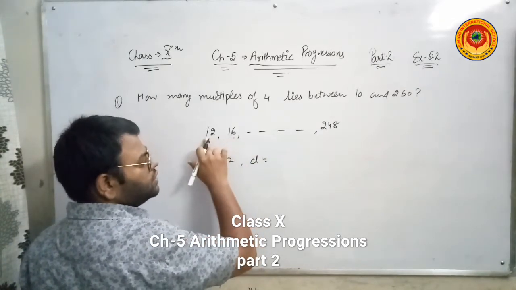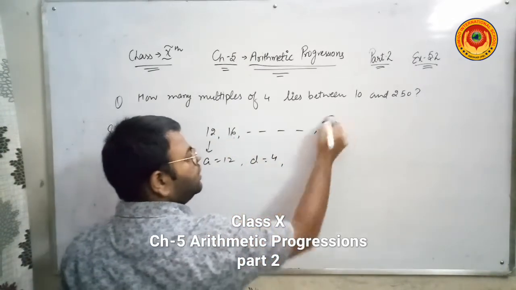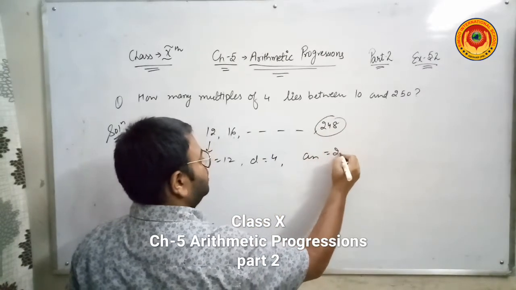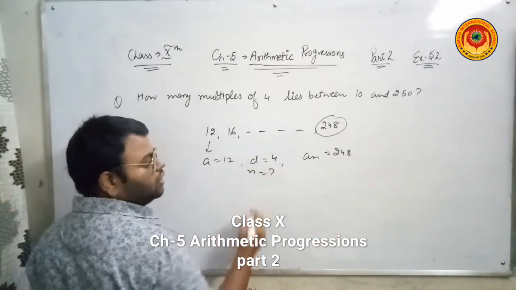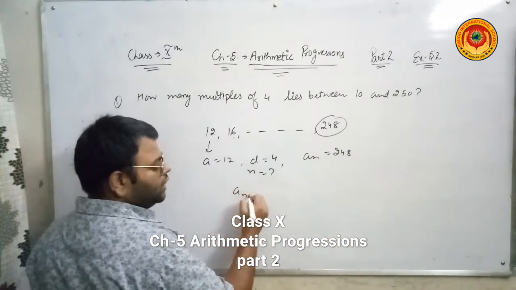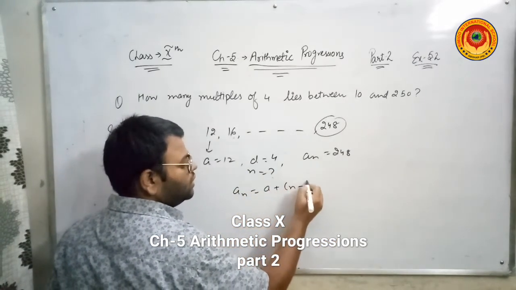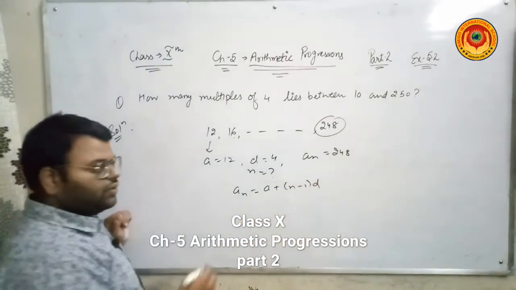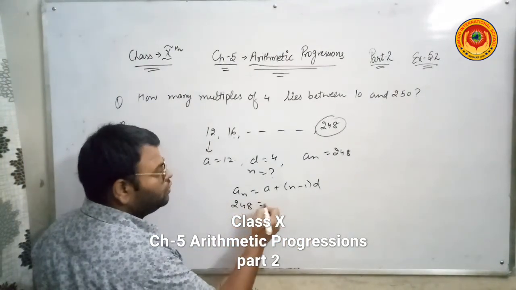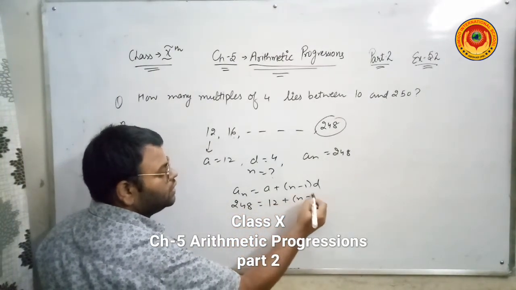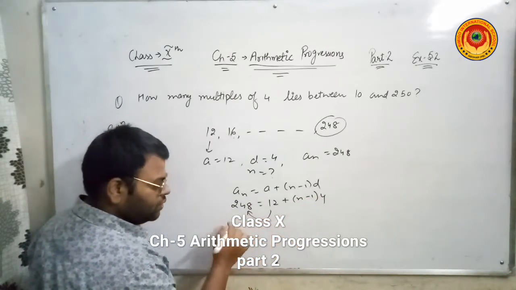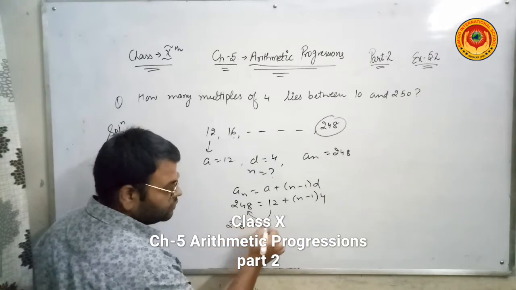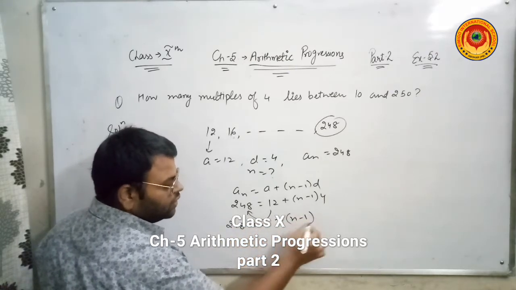Second term minus first term, that is 4. What is your last term? 248. Question is how many multiples? Means n you have to find out. So what's the formula for n? A plus n minus 1 into D. Just fill the values here. 248 is equal to 12 plus n minus 1 into 4. Shift 12 to this side. Yes, plus 12 changes into minus 12, is equal to n minus 1 into 4.